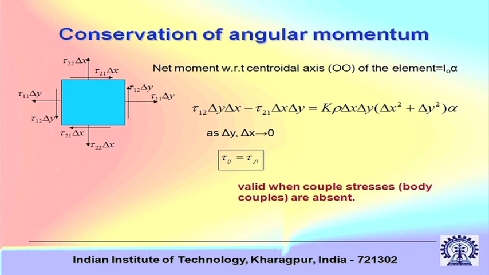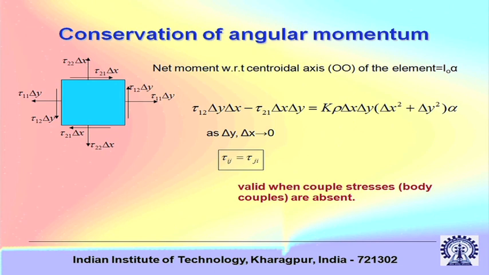If you look here, you will see that we are considering a rectangular element. In the rectangular element, the dimensions along x and y are delta x and delta y, and what we are trying to see is basically the rotation of a two dimensional element. The two dimensional element is in the x y plane, and we are interested to characterize the rotation of this element with respect to the z axis.